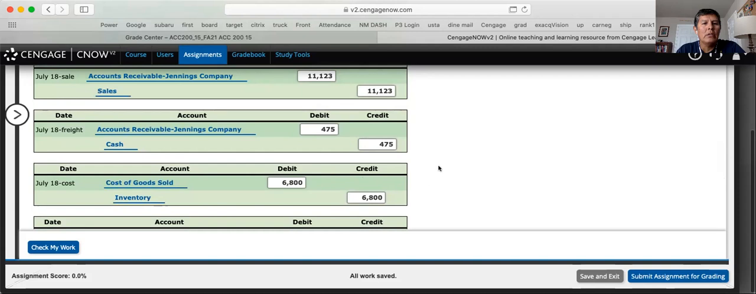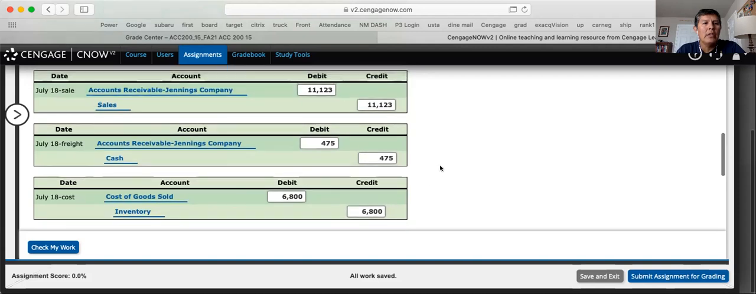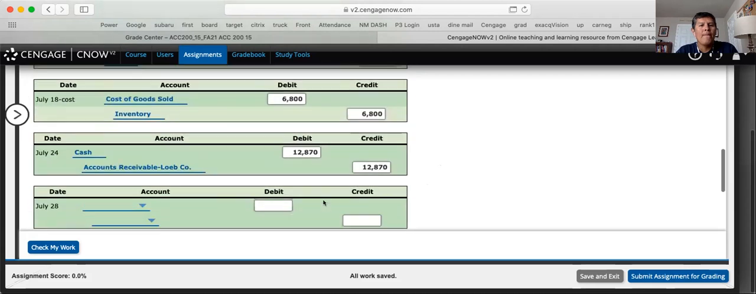Let me double check something really quick. 11,123 plus 475. Now keep in mind these two were added to the transaction. So what I have to do is combine this 475 and this 11,123. All right, so here's how we'll record it.